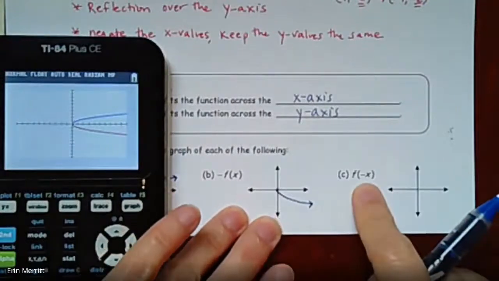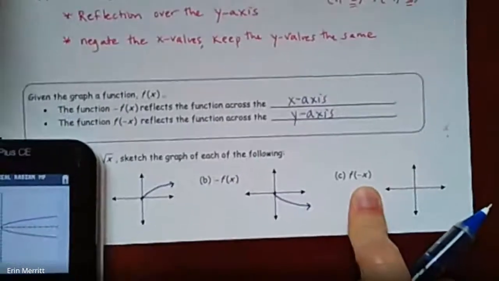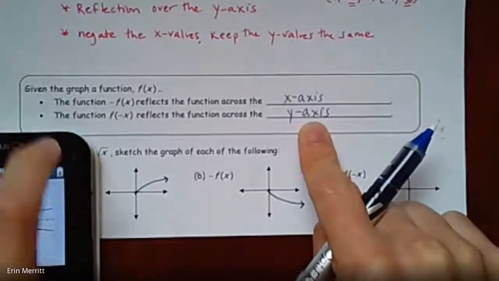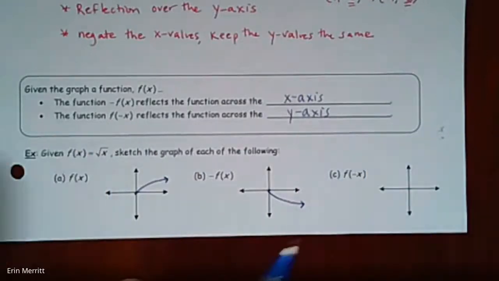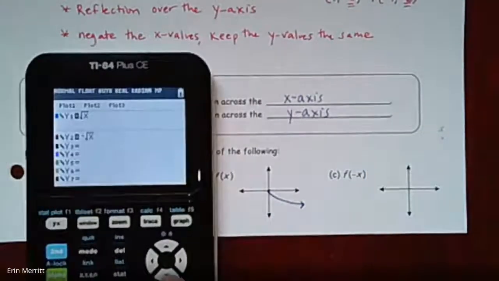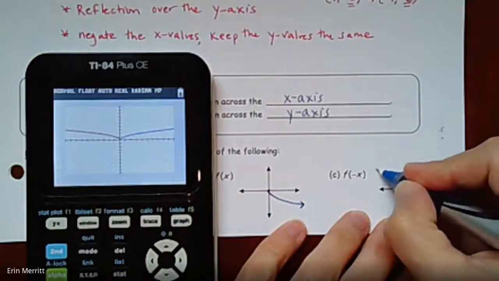And then think about what f of negative x would look like. When we negate the x itself, then we're flipping it over the y-axis. So if you were to take this and flip it over the y-axis, what should it look like? And then same thing, you could confirm it here. How you would put that in the calculator would be square root of negative x like that. There's the original, and there's the other piece of it. So it'd be this side over here.